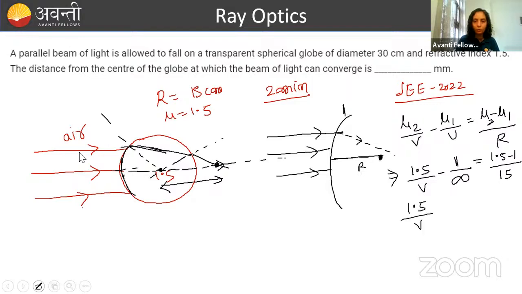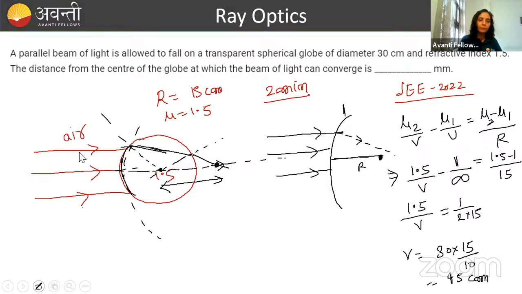Now look carefully here: 1.5 by v will be equal to 1.5 minus 1, that is half into 50. V will be equal to 30 into 15 by 10. So this is 45 centimeter. Okay? So first surface will refract light to a distance of 45 centimeter from where? From first surface.